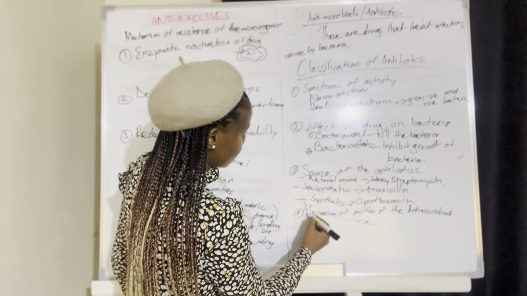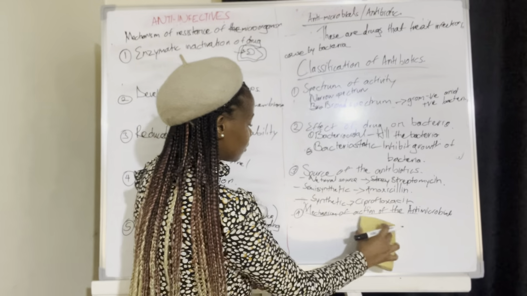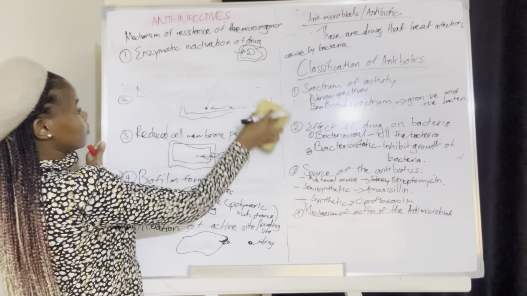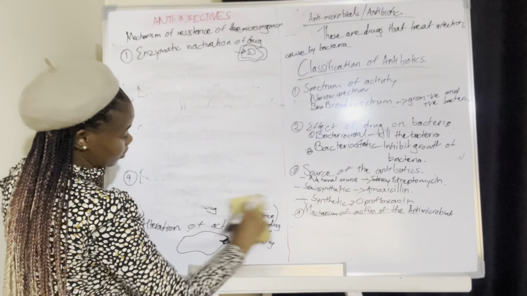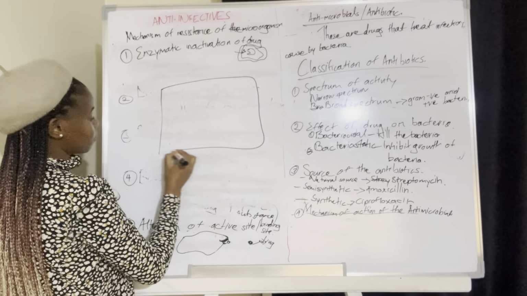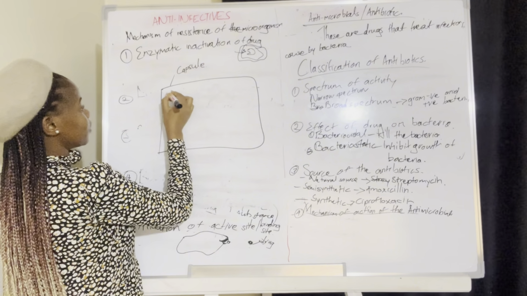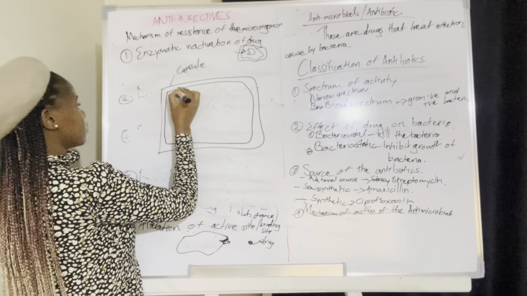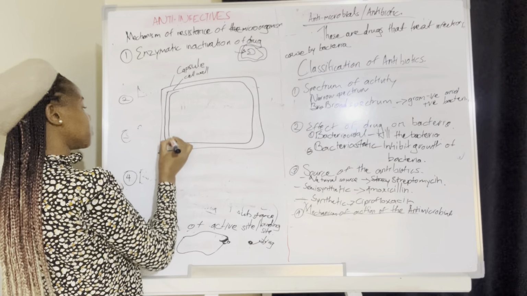Lastly, we are going to look at mechanism of action. How do these drugs act? Remember, I had talked about the structure of a bacteria. Still here, you have to know the structure of the bacteria to know how the drugs act. For example, let's do the structure of the bacteria. We are having the capsule. This is our capsule. We are having the cell wall. We are having the cell membrane.